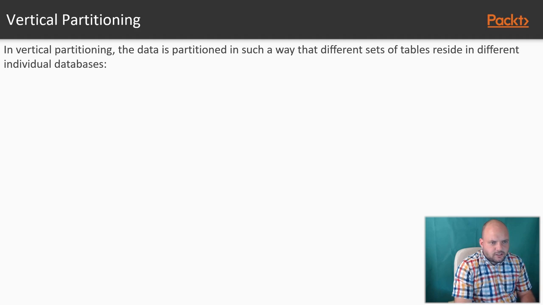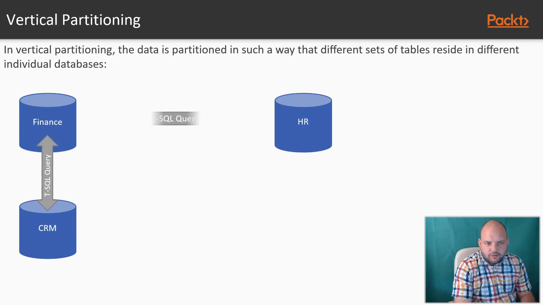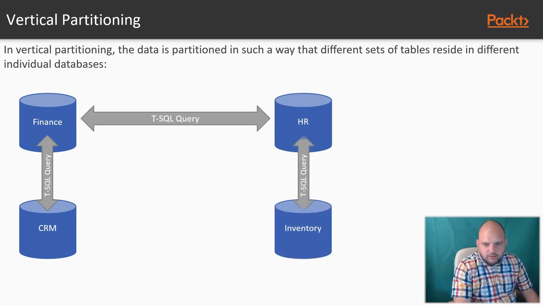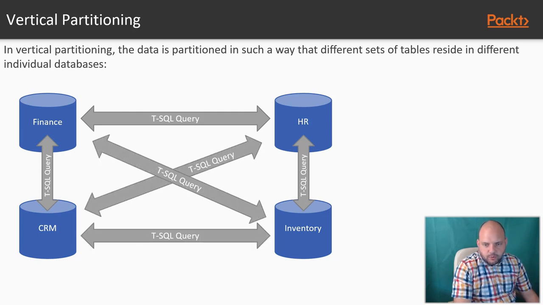In vertical partitioning, the data is partitioned in such a way that different sets of tables reside in different individual databases. So for example, if there are 4 different schemas in a database, say finance, HR, CRM, and inventory, then each of these is stored in one independent database, as you can see on this diagram here. The vertical partitioning requires cross-database queries in order to generate reports, which require data from different tables in different databases.